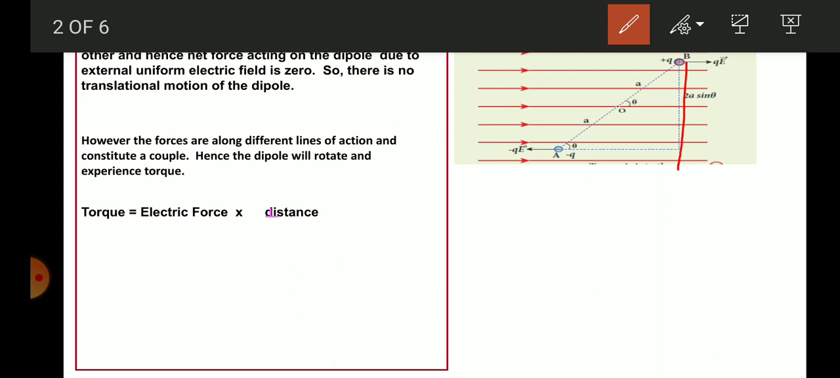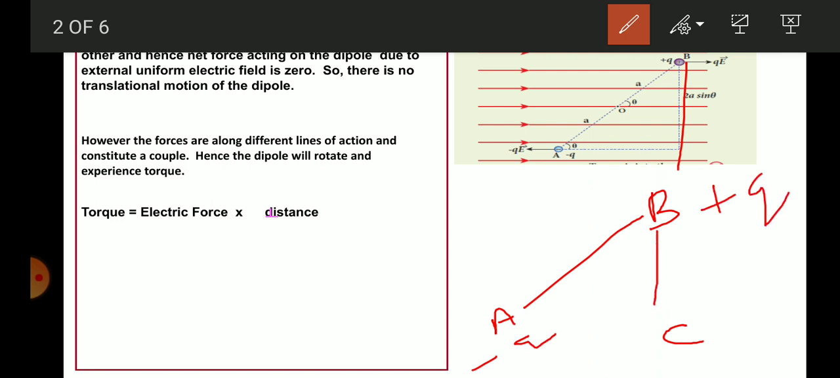How will you calculate the perpendicular distance? Let's say this is point A, this is point B, this is point C. Here A and B are the two charges, minus q and plus q, and BC is the perpendicular distance, and the dipole makes an angle theta with the electric field. Then look at this triangle. In this triangle AB is the hypotenuse, BC is the opposite side of theta and AC is the adjacent side of theta.